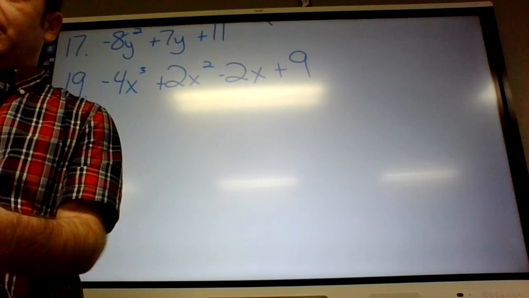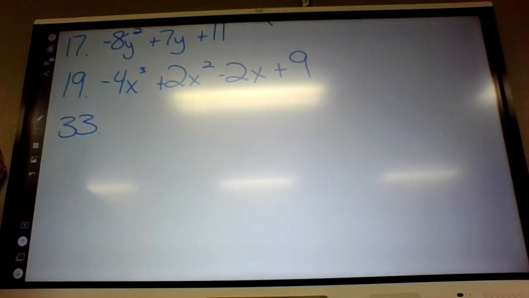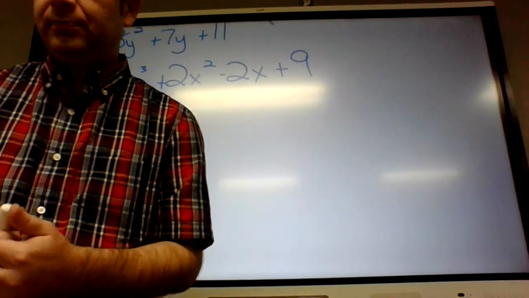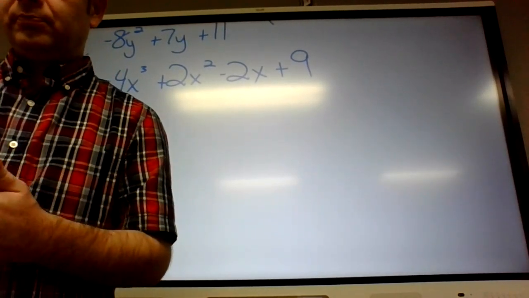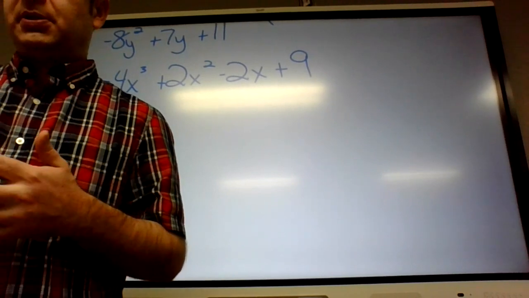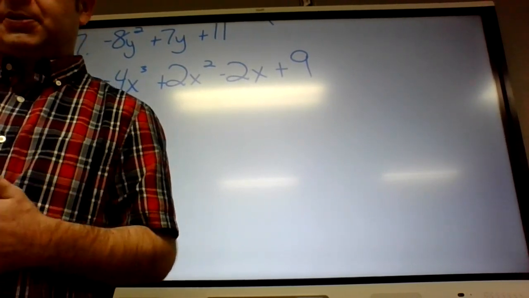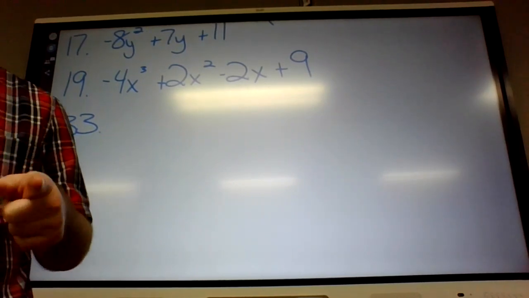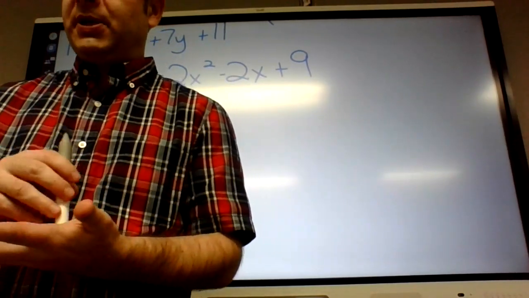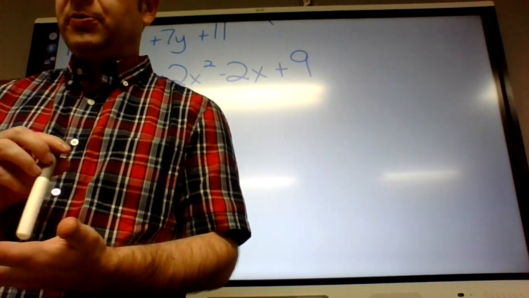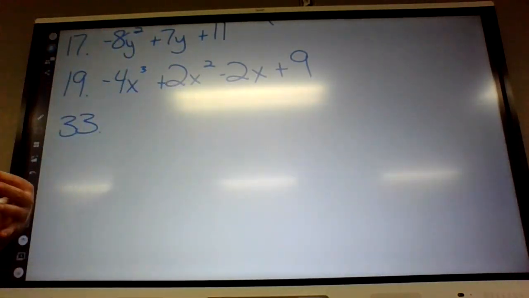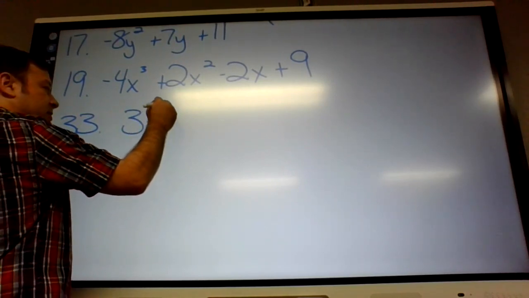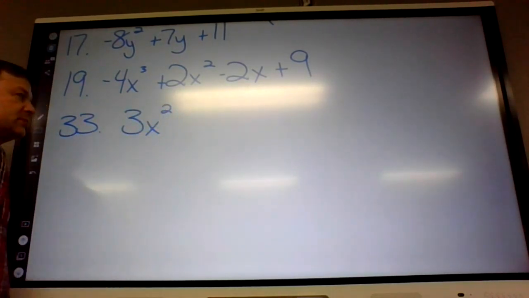So on 33, Abby, any ideas what we should do first? Add 2x and 3x and 2x and x. I would also notice though at the bottom there's a 3x squared. What should we do with that? I'm going to put it in order, so I'm going to put the x squareds in front. So let's leave that alone.